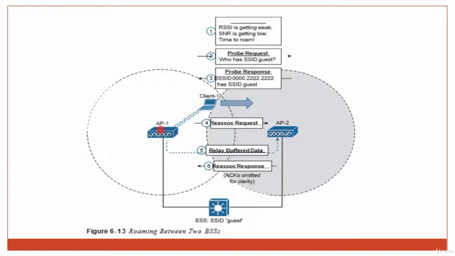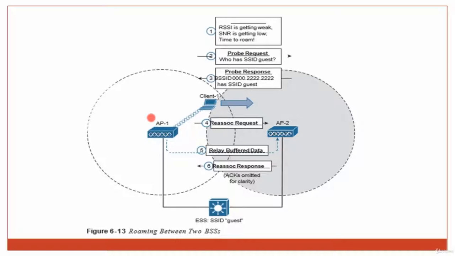Whatever buffer information AP1 has, it will pass to AP2, using the DS, the distribution system. It will use the wired media to relay the buffer information, and then finally client number 1 will get associated with AP2. So you can see all these steps.